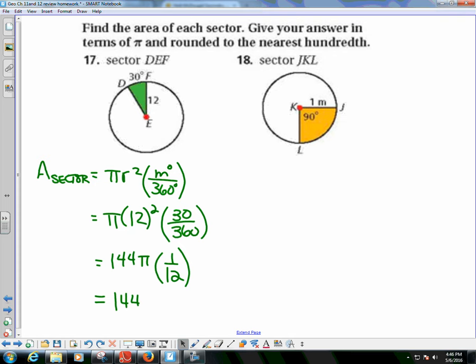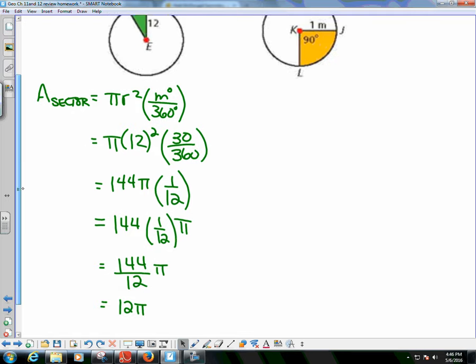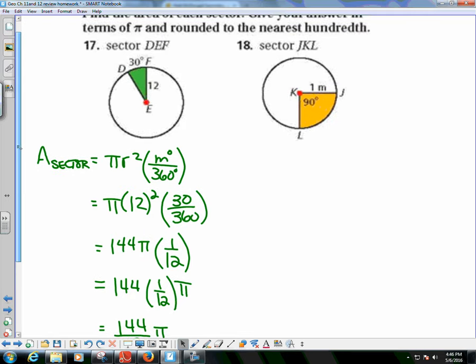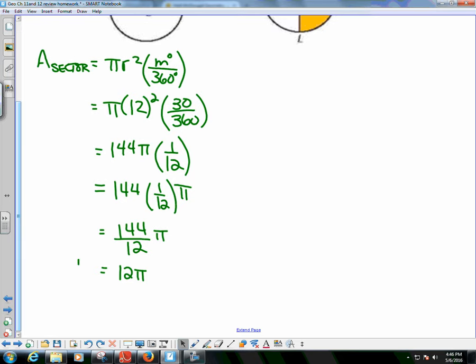But I'm going to slide 144 next to the 1/12 and then pi. So basically, I'm saying 144 over 12 times pi. Well, what's 144 divided by 12? It's 12 pi. My answer asks for in terms of pi, so the only thing that I need to do is check about units. This does not have a unit on it, so my answer in terms of pi is 12 pi.